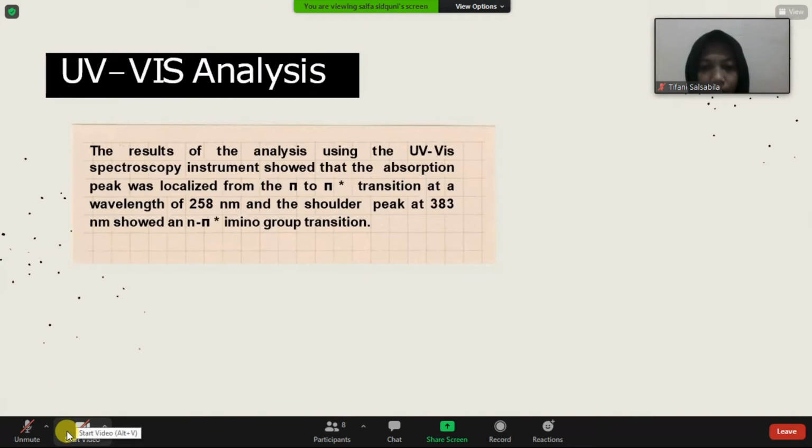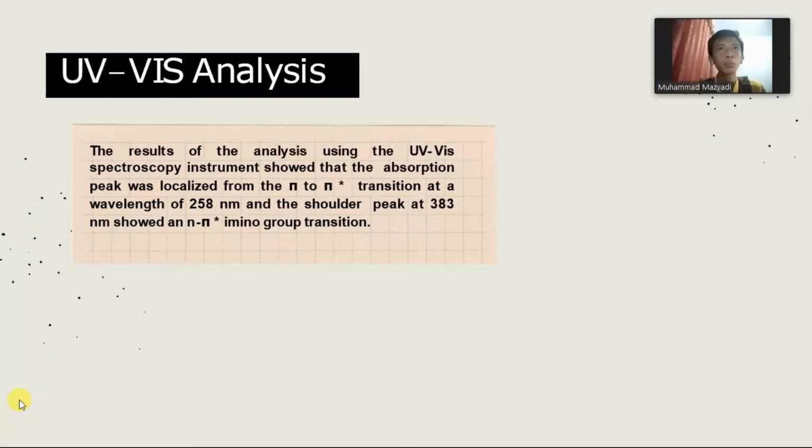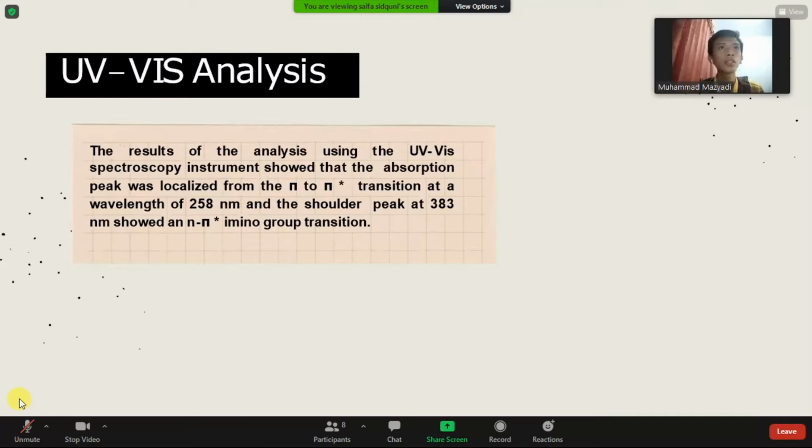The result of the analysis using the UV-Vis spectroscopy instrument showed that the absorption peak was localized from the π to π* transition at a wavelength of 258 nanometers, and the shoulder peak at 383 nanometers showed an n to π* imine group transition. The spectra are generated because the product compound absorbs electromagnetic radiation. The absorbed energy caused the electron in the product compound molecule to experience excitation from the basic energy level to a higher energy level.